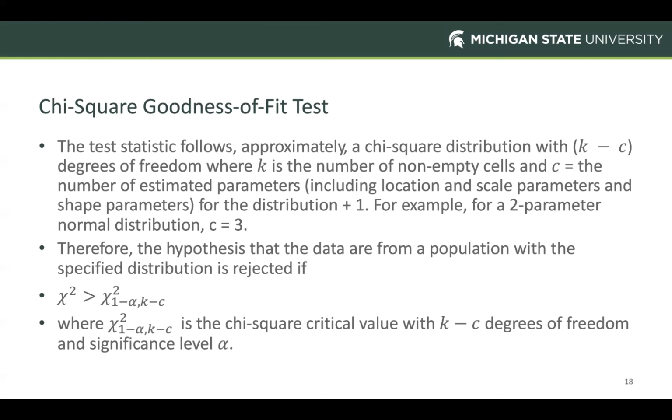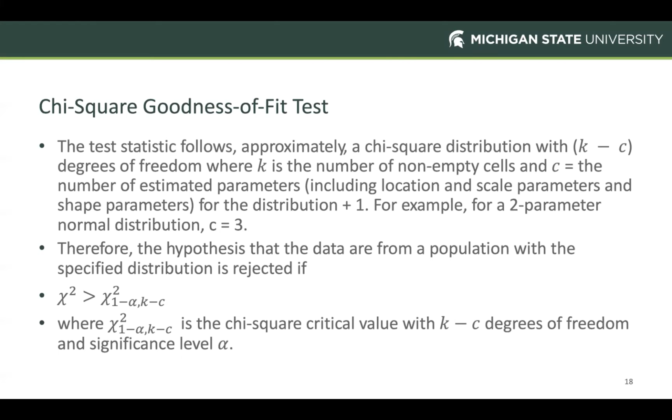This is likely best demonstrated through an example, which we'll get to in just a moment. Now, once we calculate that test statistic, it is going to tend to follow a chi-squared distribution. In this case, our degrees of freedom are going to be equal to K minus C. Here, K is the number of bins or the number of cells that have values in it, and C is going to be equal to the number of parameters that define that distribution plus 1.